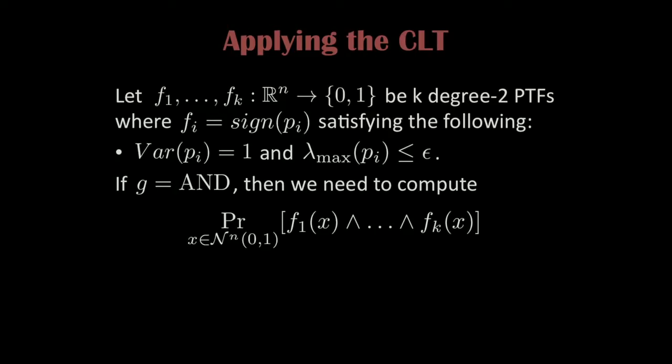Now put G equals AND. If G is the AND function, the junta which we said is the most general thing you can anyway do, then all you need to compute is the probability that all these F_i's are 1, which is equivalent to the probability that all these P_i's are greater than or equal to 0.